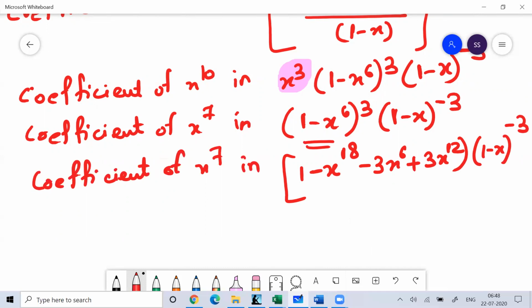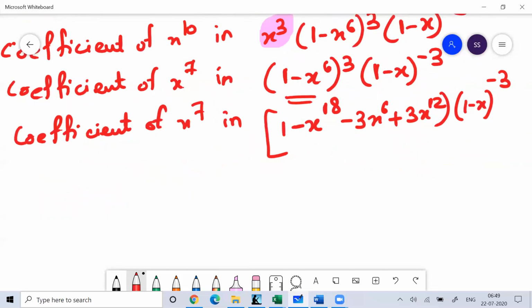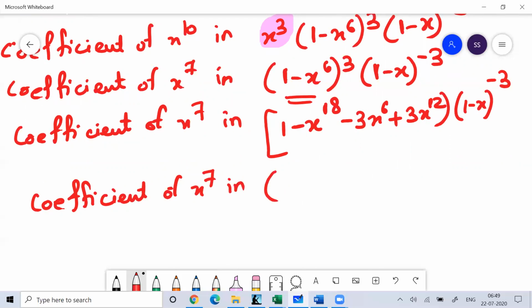Now I'm looking for the power x to the power 7, and any power which is more than x to the power 7 will not be significant for me. So a power like x to the power 18 is in no way going to help me, neither the x to the power 12. So only two values can help me. So what power should I consider? Here I just need to focus on these two powers, because only these two can help me.